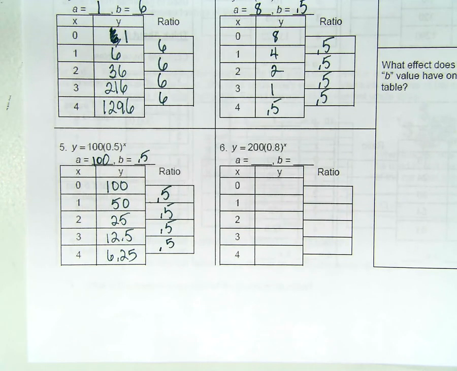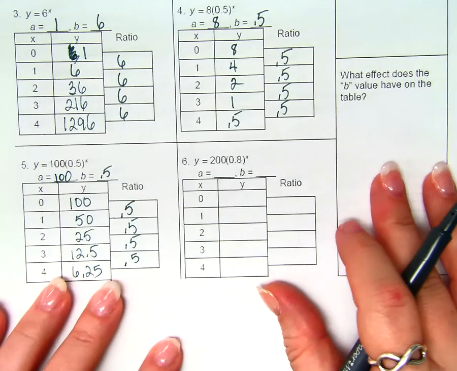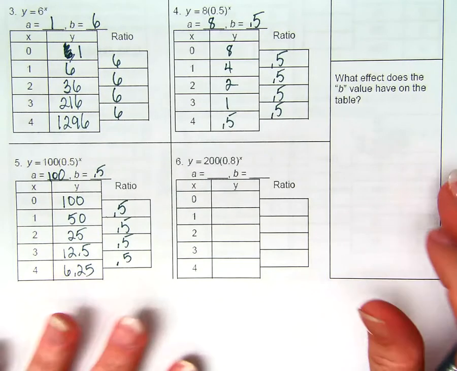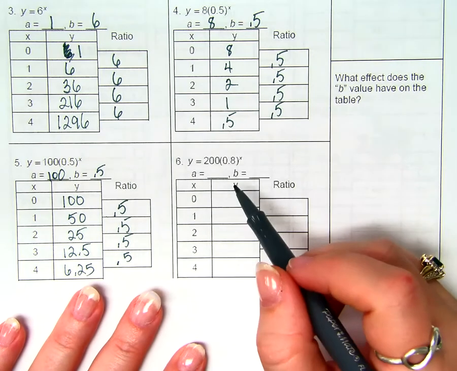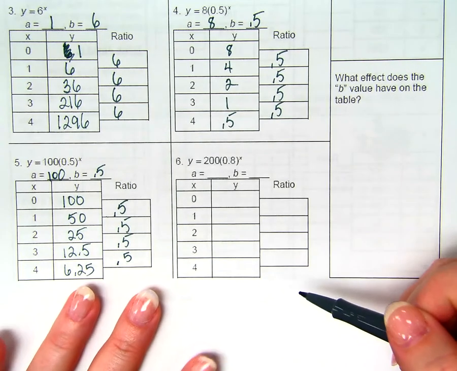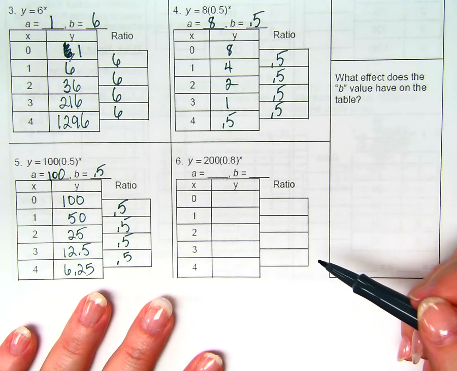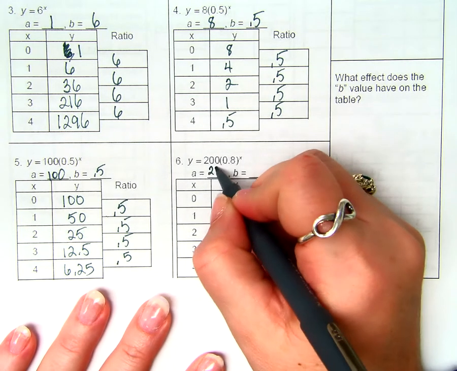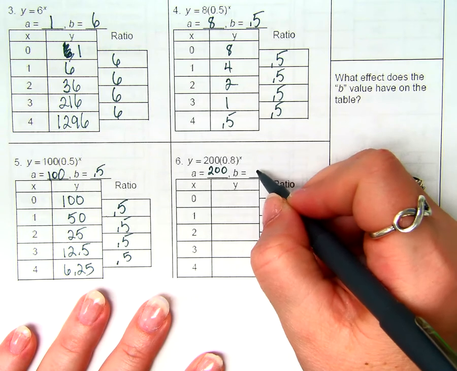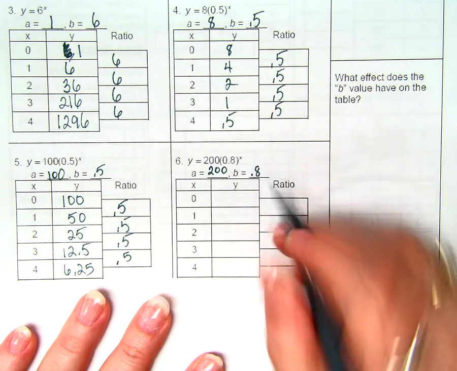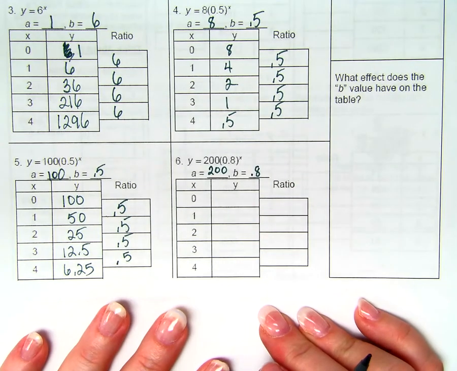Anyone starting to make any connections here? Yes, I see lots of nods. Good. Don't give it away yet because I didn't see everybody nod. That's okay. Look here. Number 6. A and B. Good. A is 200. B is 0.8. Fill in your table.